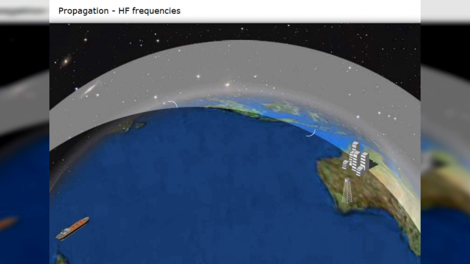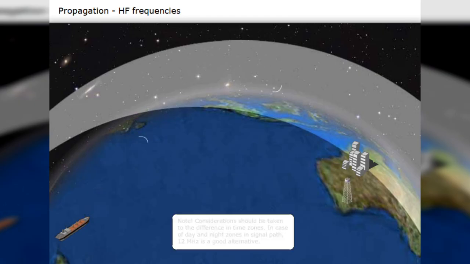When selecting an HF band for a particular range, the one most important piece of advice is to select a higher frequency in the band by day and a lower frequency during the night. If your call is between day and night zones, 12 MHz is a good alternative.